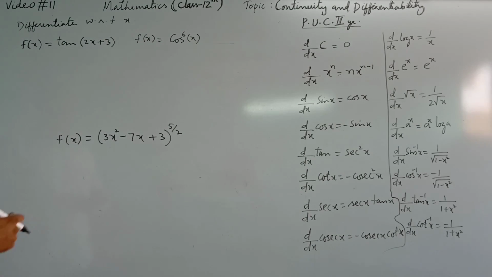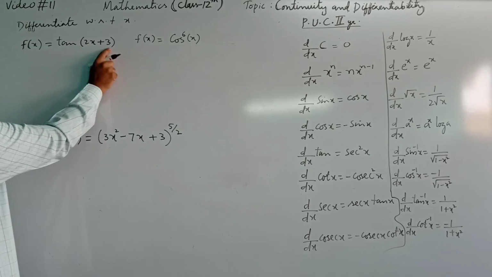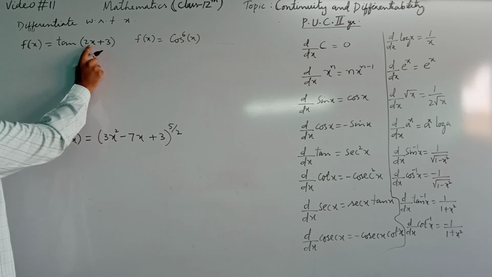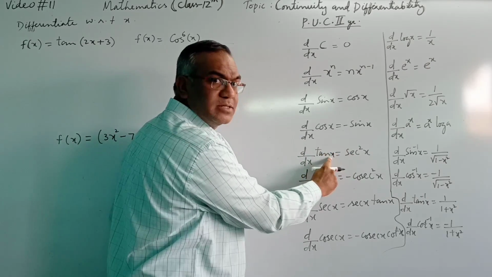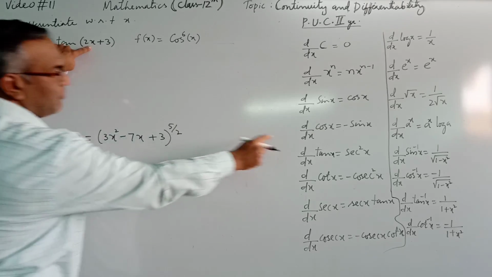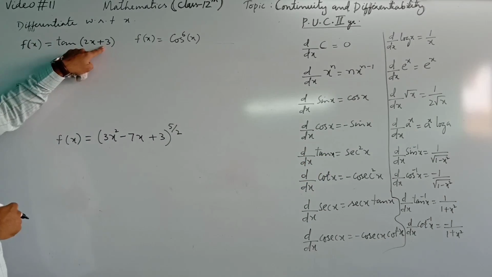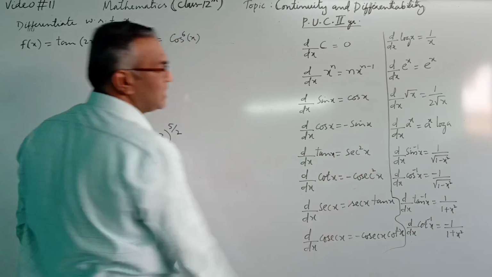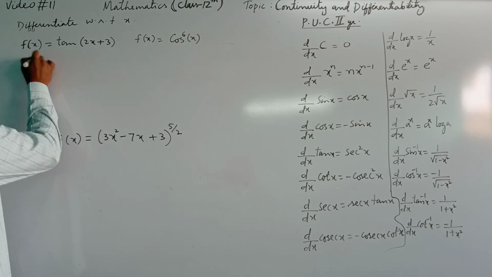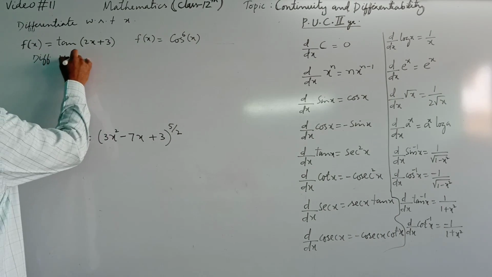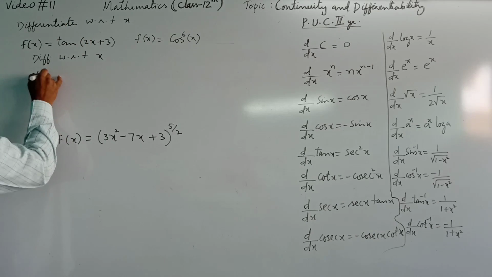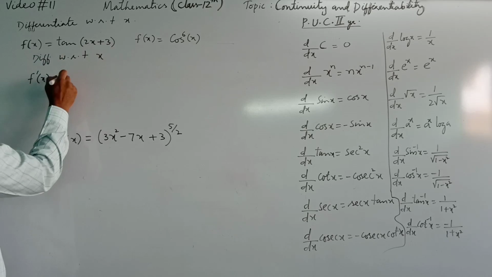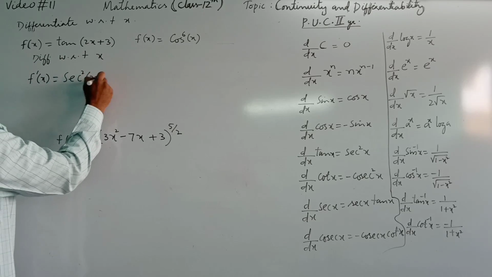We have some more problems here. f of x is equal to tan of 2x plus 3. This is the same as tan x, but in place of x, we have 2x plus 3. Tan x differentiation is sec square x. So differentiate with respect to x. We are differentiating with respect to x. So it will be f dash of x is equal to, tan x differentiation will be sec square x.